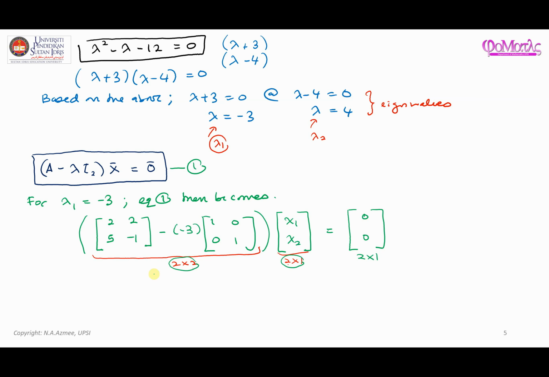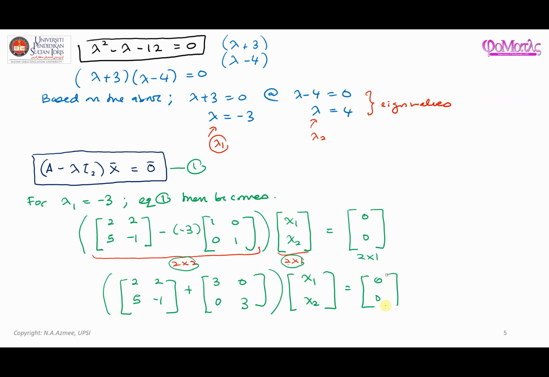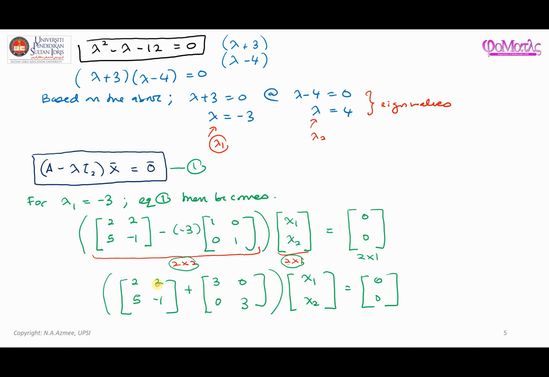What's going on here? We can simplify that. Here is 2 minus negative 3, so multiply that inside: 3, 0, 0, 3, x1, x2, 0 and 0. This can be considered as 2 plus 3 is 5, so I'm just going to write it down here, 5, and then 2, 0, so 2 and 5, and then negative 1 plus 3 is 2. So this is the matrix right next to x1, x2. Here is 0 and 0.